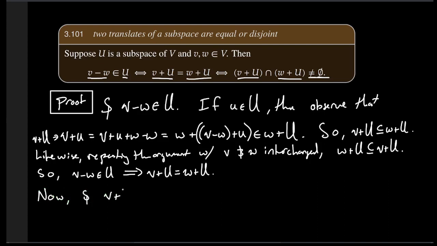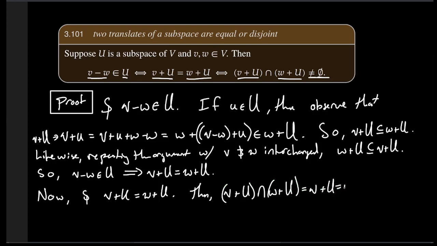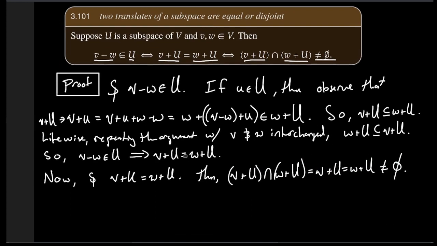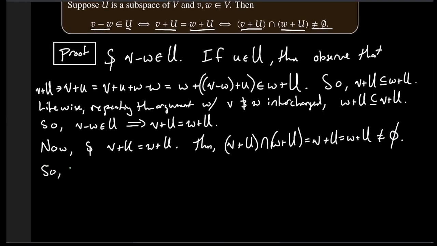Now, suppose v plus U is equal to w plus U. Then v plus U intersect w plus U is equal to, well, v plus U or w plus U. They're the same thing, and neither of those is the empty set. Oh, okay. So v plus U equals w plus U implies v plus U intersect w plus U is not equal to the empty set.